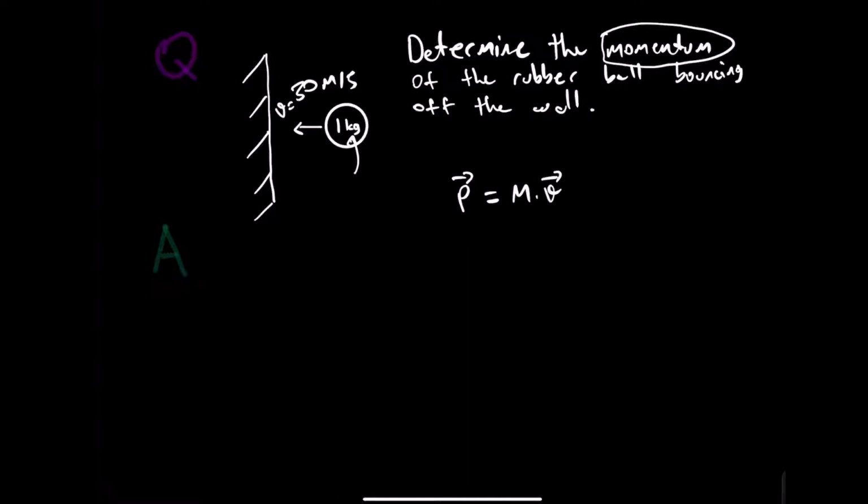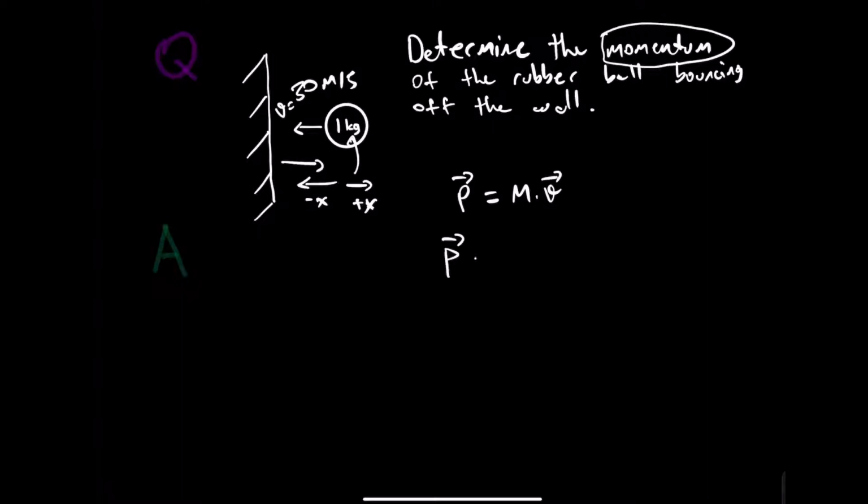This ball is coming at the negative x direction. So negative x, and this is the positive x side. And it's going to bounce off to the positive x direction. So we know that the velocities are going to be in different directions. This information is going to help us. So let's calculate the momentum.